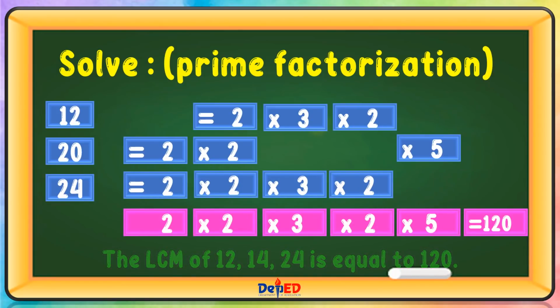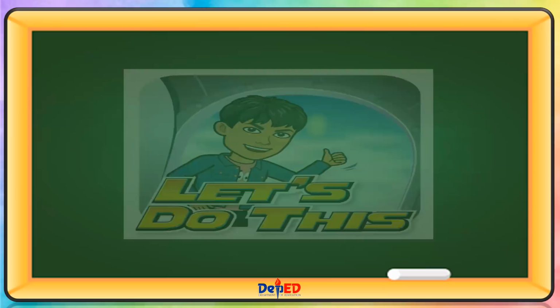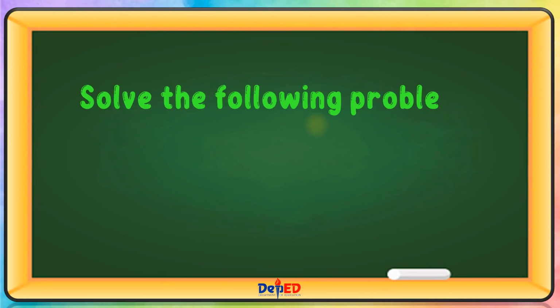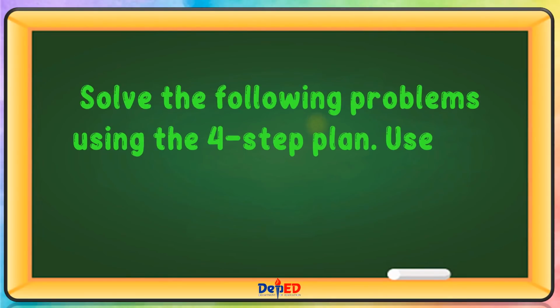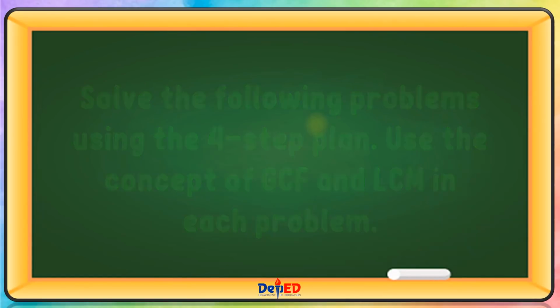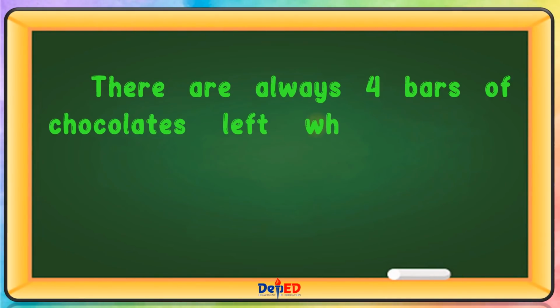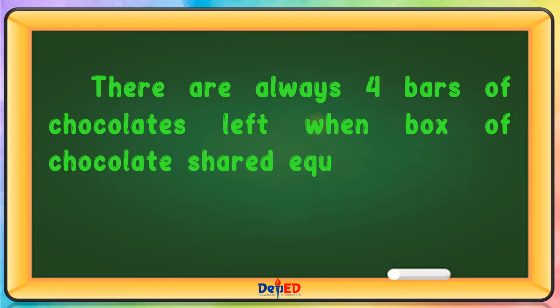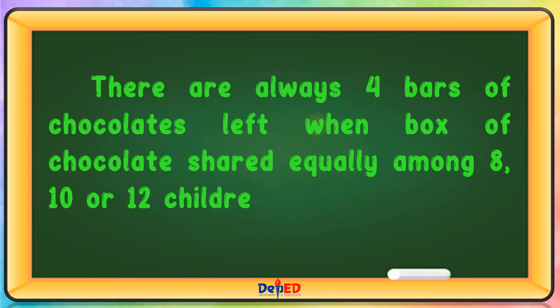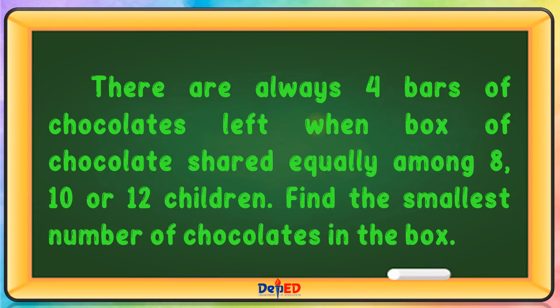Let's do this. Solve the following problems using the 4-step plan. Use the concepts of GCF and LCM in each problem. There are always 4 bars of chocolates left when a box of chocolates is shared equally among 8, 10, or 12 children. Find the smallest number of chocolates in the box.